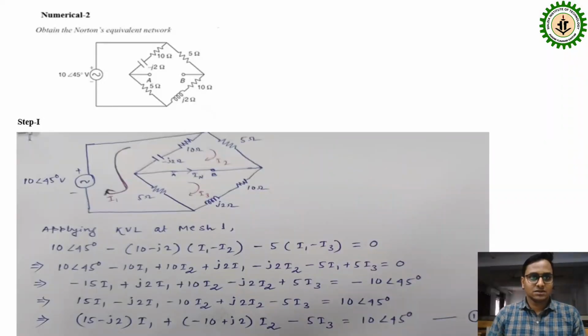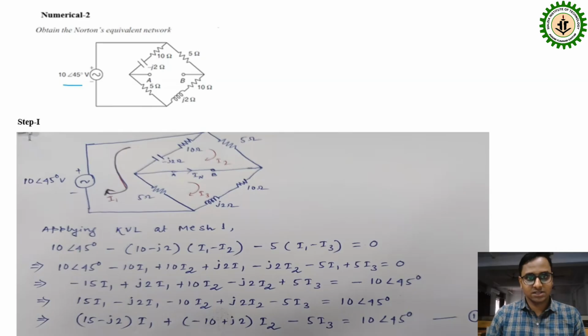So this is the network. In this numerical, it is written: obtain the Norton's equivalent network for this circuit. This is another one. An AC voltage source is connected. The value of the AC voltage source is 10 at an angle of 45 degrees.